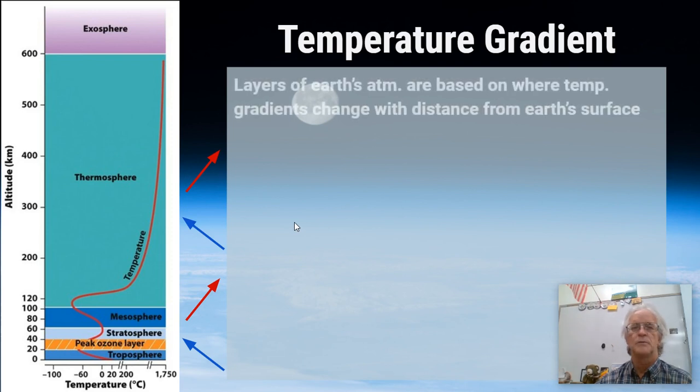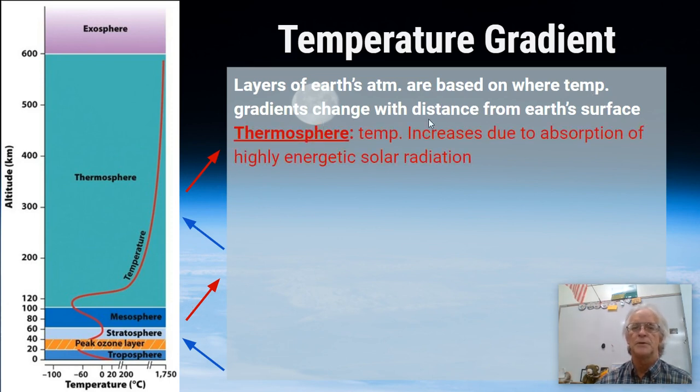Now the temperature gradient. The layers of the Earth's atmosphere are based on where the temperature gradients change with distance from the Earth's surface. In the thermosphere, temperature increases due to absorption of high-energy radiation. Altitude is up here, and over here is temperature. Down here is very, very cold, and here is very, very warm. As you go higher, the thermosphere gets hotter and hotter per molecule. The average is not, but per atom or molecule of atmosphere, it gets very intense. It's the hottest place on Earth at 3,100 degrees Fahrenheit.